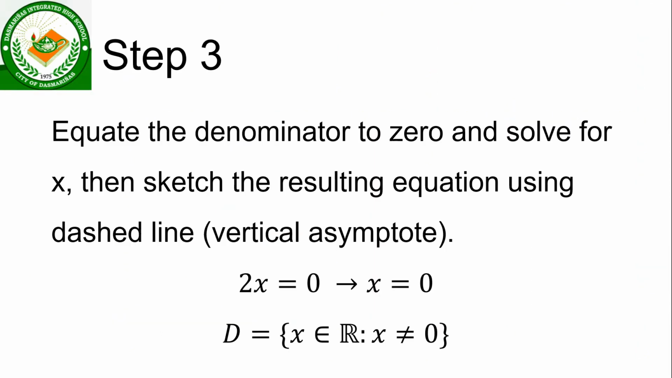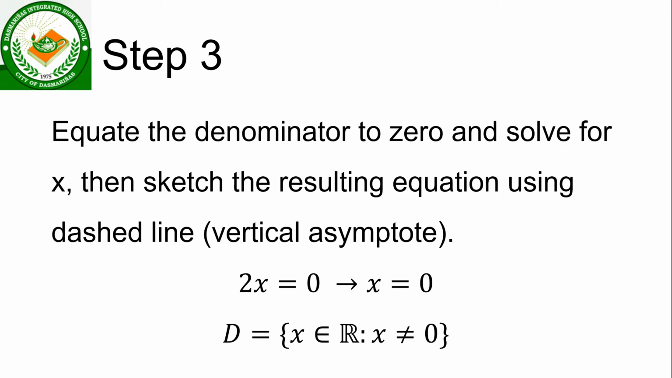Step number 3 is to equate the denominator to 0 and solve for x. Okay, equating the denominator to 0, that will be 2x equals 0. So, simplifying 2x equals 0 will give us x equals 0. So that will be the vertical asymptote. The vertical asymptote is the line where the graph approaches, but it will never intersect this line, the vertical asymptote.